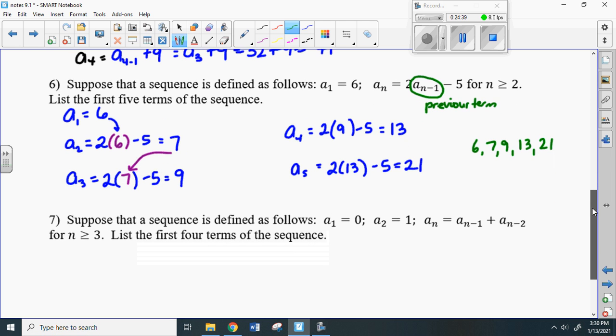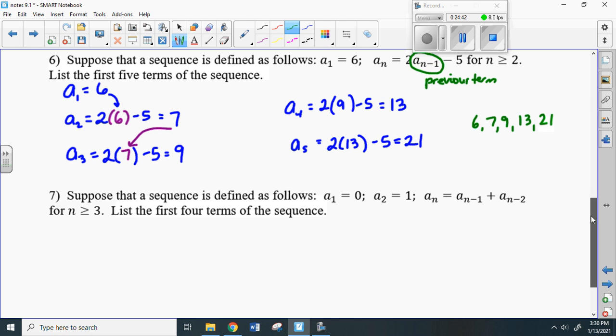Okay, and last but not least in this video, we're going to look at one more example. Suppose that a sequence is defined as follows. A sub 1 equals 0. A sub 2 equals 1. So I gave you the first 2 terms. And then I tell you that any other term you want to find is going to equal a sub n minus 1 plus a sub n minus 2. So remember, a sub n minus 1 is one term before the one you want. A sub n minus 2 is two terms before the one you want.